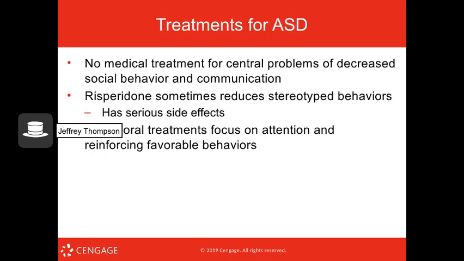As far as treatments for autism spectrum disorder, there aren't any medical treatments for these central problems, the social behavior and communication. Risperidone is sometimes prescribed, and it reduces some of these stereotyped behaviors, especially if they're engaging in harmful behaviors. If they're smacking their head into things, you're weighing the risk of the medicine and the potential side effects, which can be very serious, against the reduction of harm to themselves.